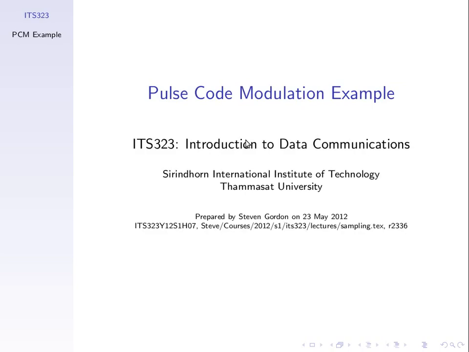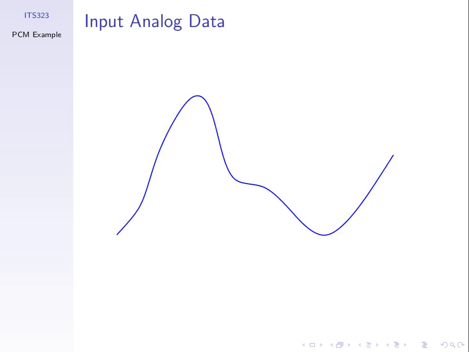You've got this in your handouts, pulse code modulation example. Our goal is to take some analog data, and I've drawn this random looking line to represent our analog data, and produce some binary representation of it, a sequence of bits. So what we're going to do is take measurements of the magnitude of this data at regular periods and convert those measured values into a binary value.